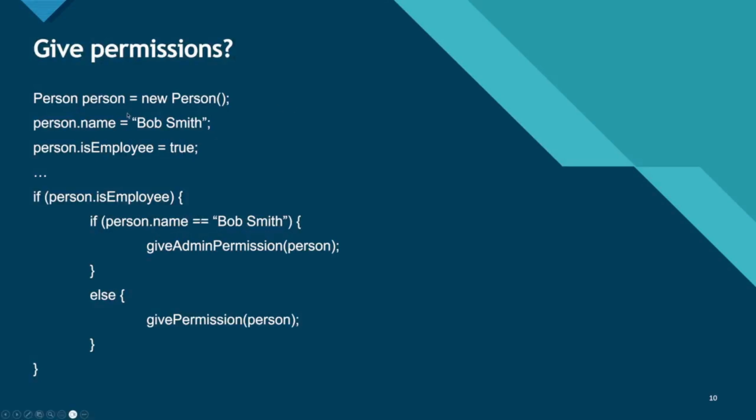So to change the code a little bit from our earlier example, we could say if person is employee, so that'll evaluate to true in this case. Then we're going to do an additional check. If person.name equals Bob Smith, then we're going to give it admin permissions. Otherwise, we're just going to give them standard employee permissions. And if they're not even an employee at all, we're just not going to do anything. We're going to do something else as far as permissions.